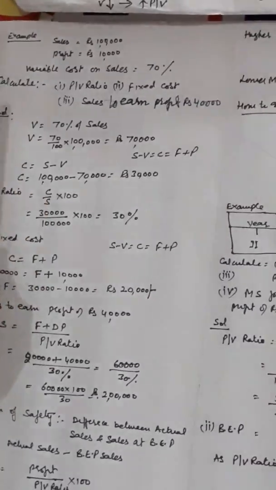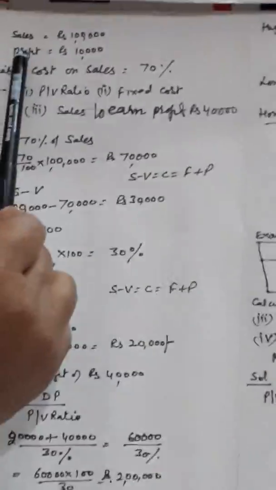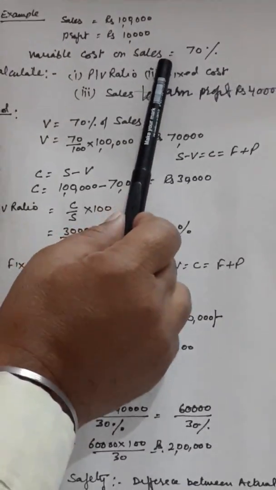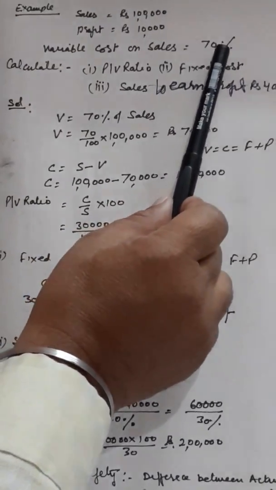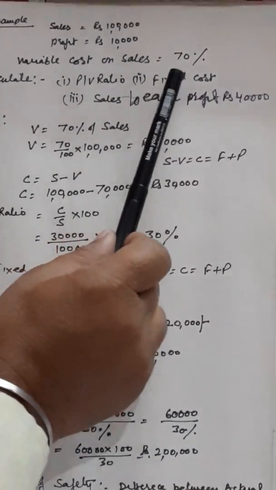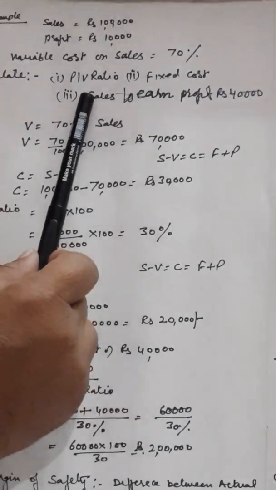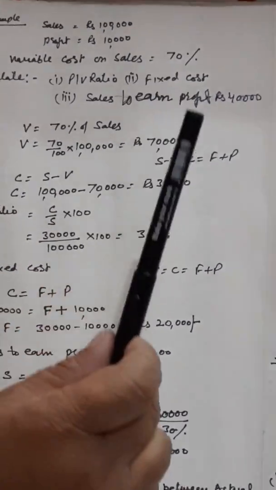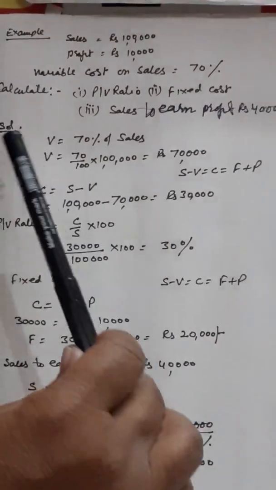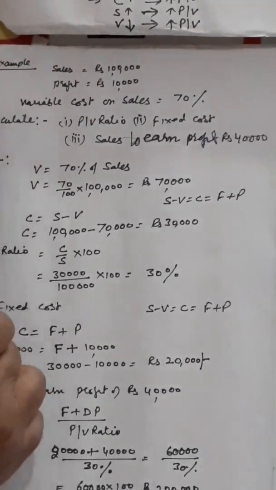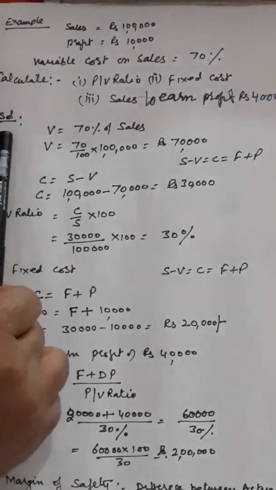For example, suppose sales are 1 lakh rupees, profit 10,000 rupees, variable cost on sales is given in percentage, that is 70%. We are to calculate PV ratio, fixed cost, and sales to earn a profit of rupees 40,000. If we are to earn profit 40,000, how much will the sales volume be? Now, solution of this question.